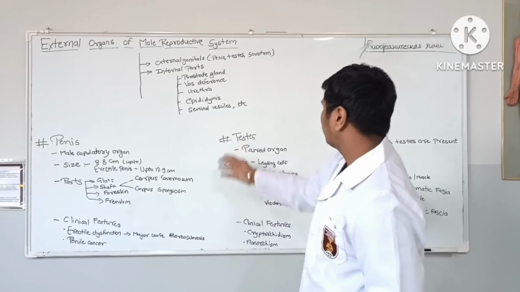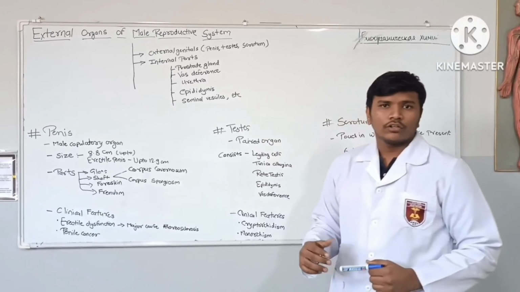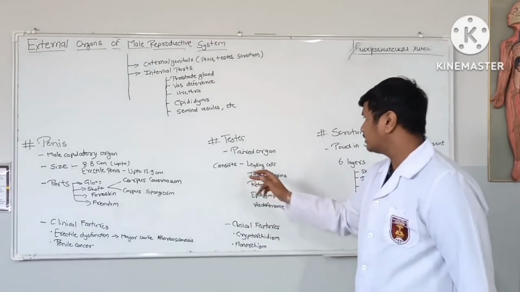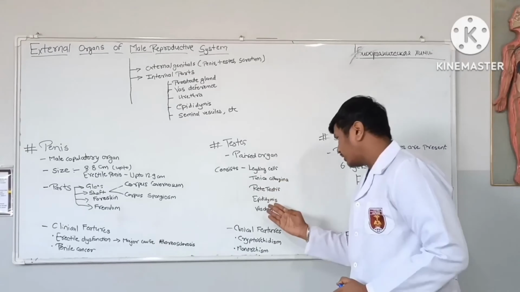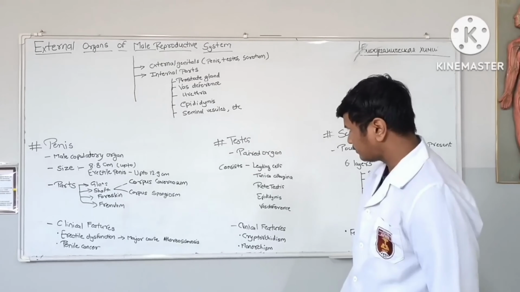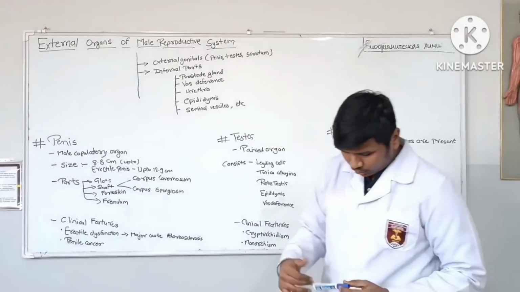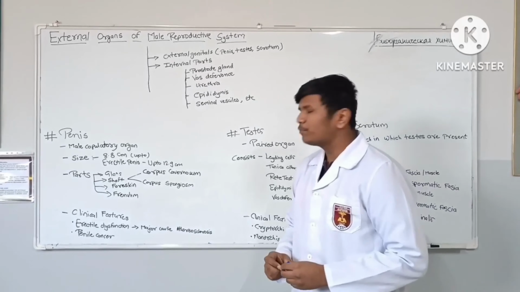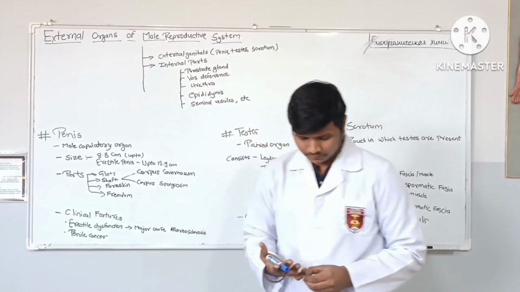Now we will see the second organ, the testis. The testis is a paired organ located below the penis and outside of the human body. It consists of Leydig cells, which are used to make testosterone, tunica albuginea, rete testis, epididymis and vas deferens. Testes are located outside of the body. It is a paired organ and it produces semen and testosterone.